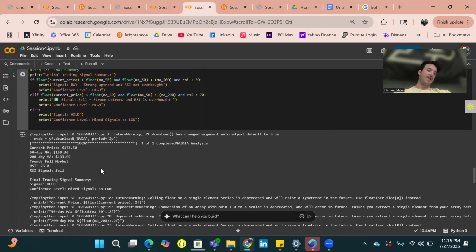And then the outputs are as follows. We had the current price, the 50-day, the 200-day, and then the trend. So it's set as a bull market based off of the data.